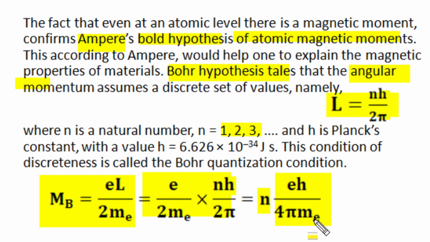So this eh upon 4 pi me is a quantum of magnetic dipole moment, and here the electronic charge and mass ratio is called the specific charge, and it has a value of 10 to the power 11. In MKS unit, Planck constant is 6.626 times 10 to the power minus 34 joule second. So the Bohr magneton can be calculated by using the value of electronic charge, Planck constant, and mass of electron.